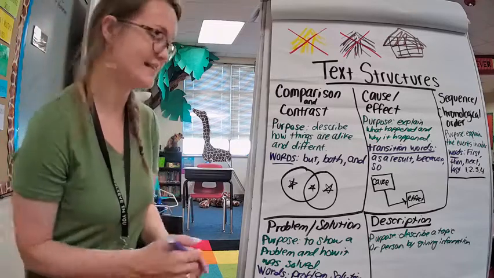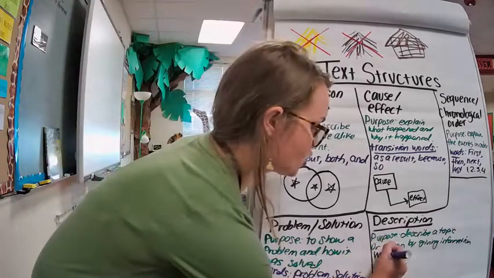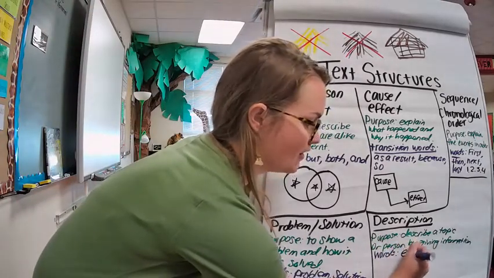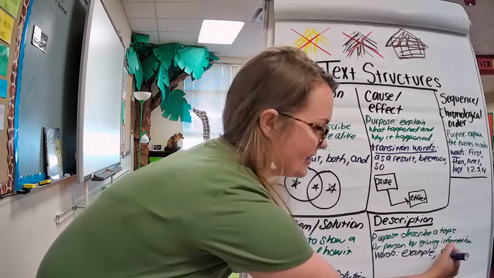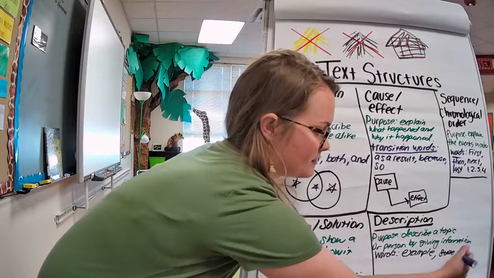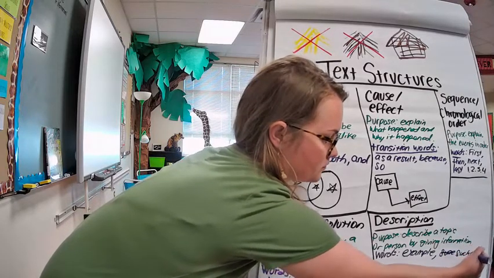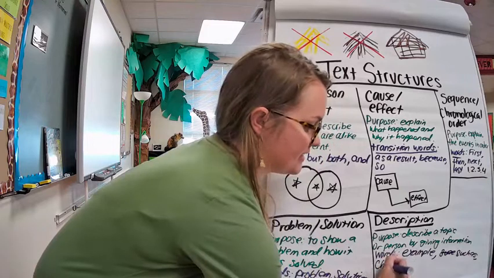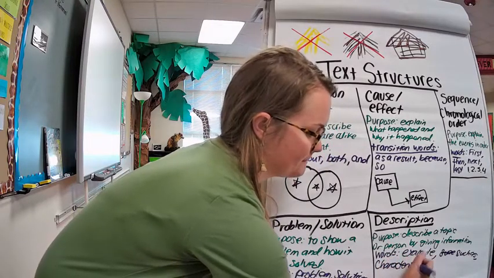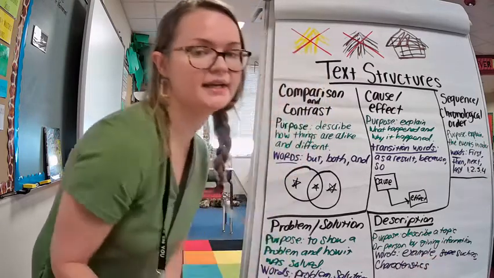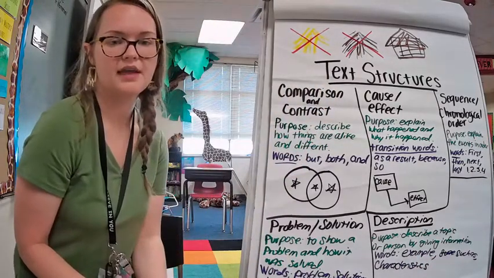Some words that you might see when you know an author is describing or using description are like example. Okay, they might say such as. Ooh, I spelled that wrong. They may say characteristics and just describe them all out. Characteristics. I'll post this where y'all can read it. I know it's kind of messy. Okay, those are different things.